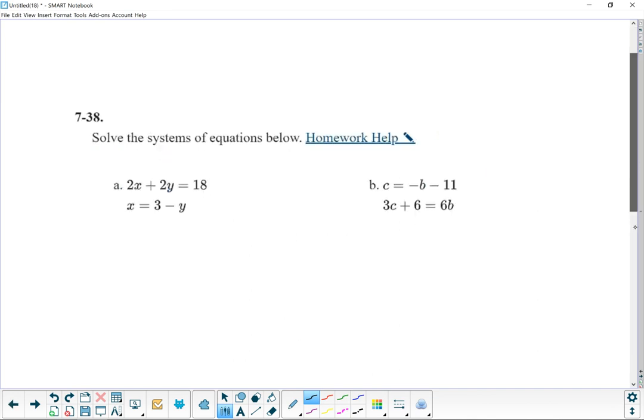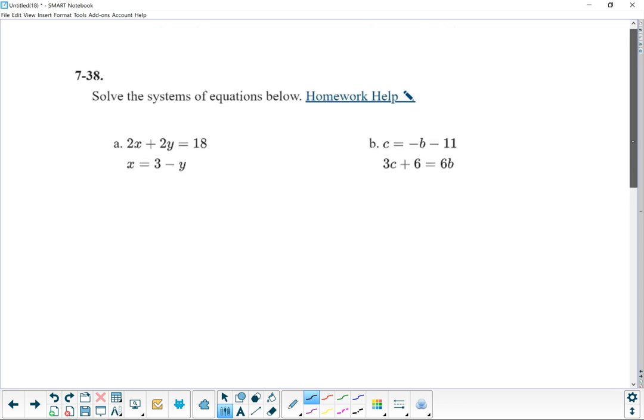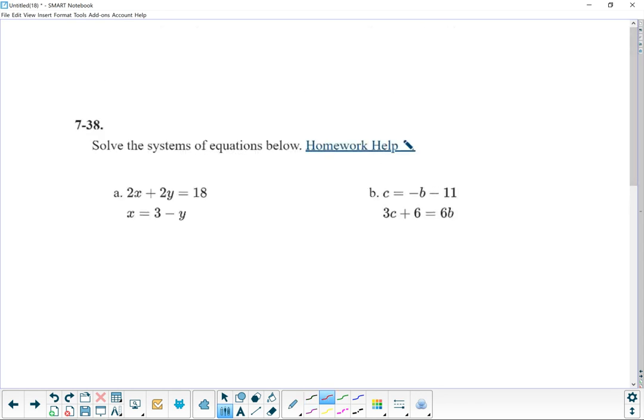Backside, solve the system of equations. Is that the last one? Yep, it is. Okay, so this one, we're going to go ahead and take the x, and instead of x, we're going to put all of this into the x. So right there. So this equation, 2, but instead of x, I'm going to put in 3 minus y plus 2y equals 18. Multiply that out. 6 minus 2y plus 2y equals 18.